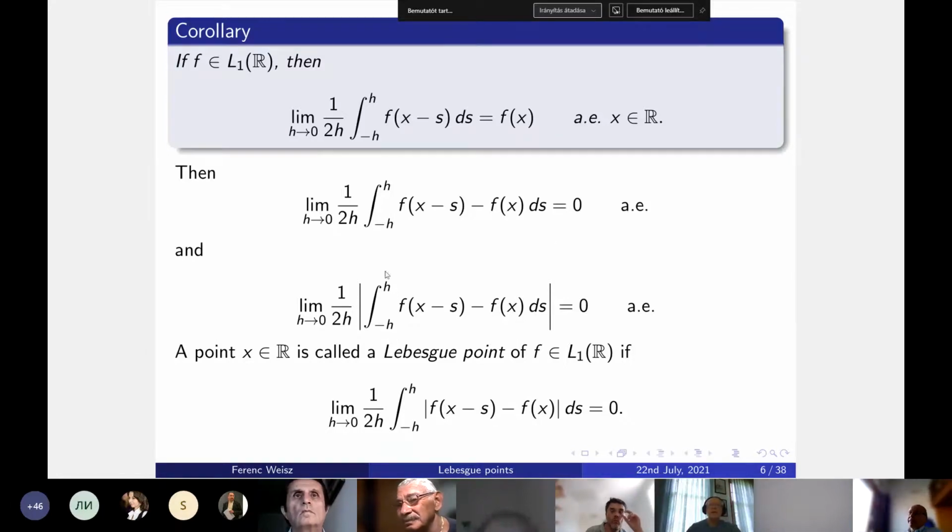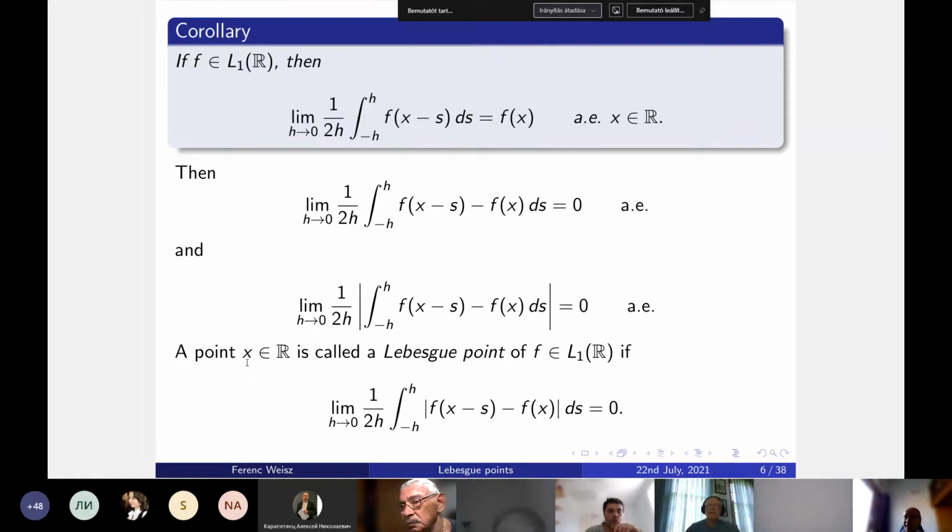Or the same, we write here the absolute value. But if we take the absolute value inside, then we get a larger expression. It is not sure that this larger expression converges to 0, and this motivates the definition of the Lebesgue points.